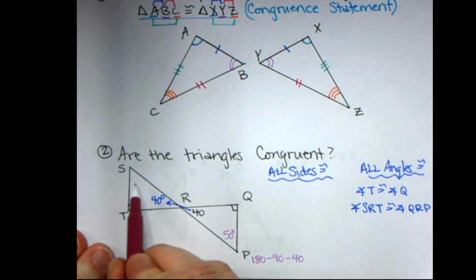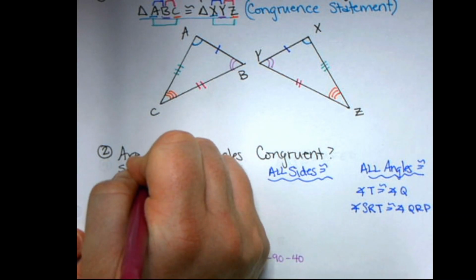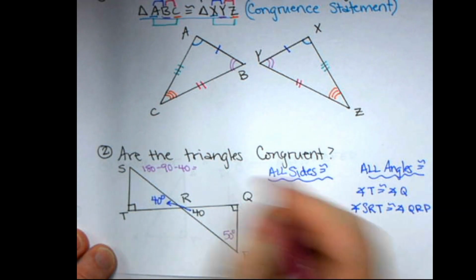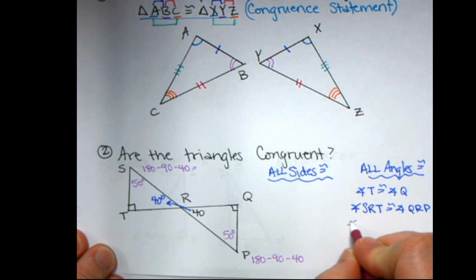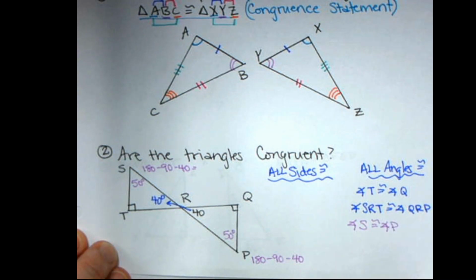I can do the same thing up here. If this is 90 and this is 40, I can do 180 minus 90 minus 40, which equals 50. So I've just shown that angle S is congruent to angle P because they're both 50. So I was able to show all three angles.